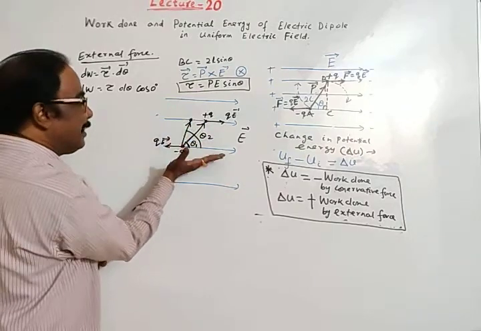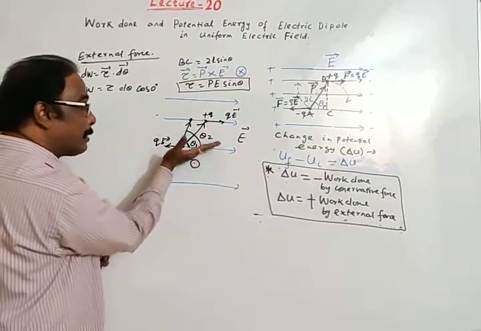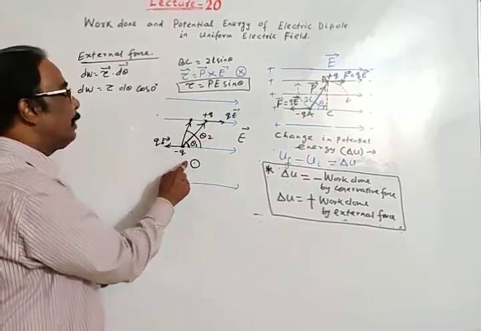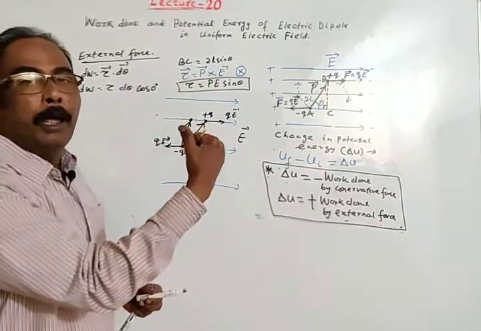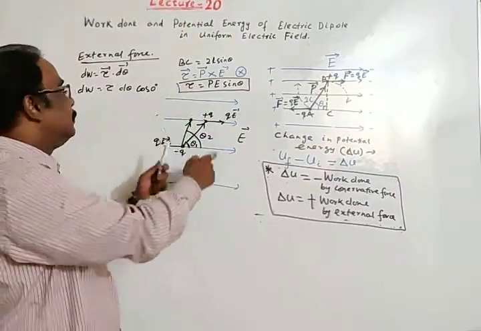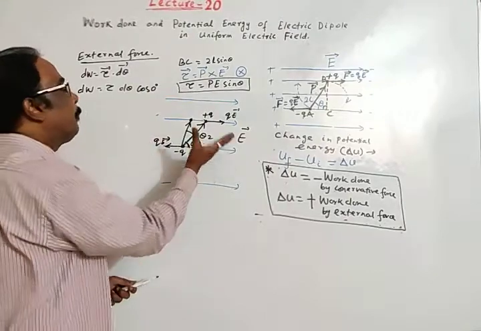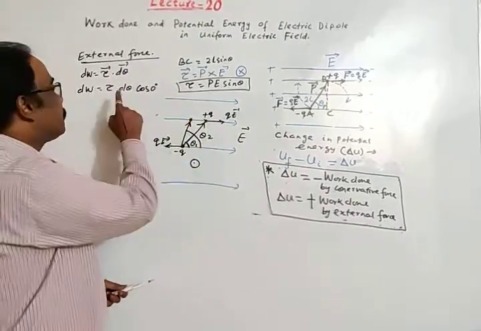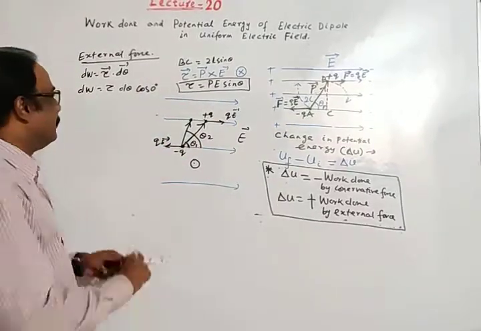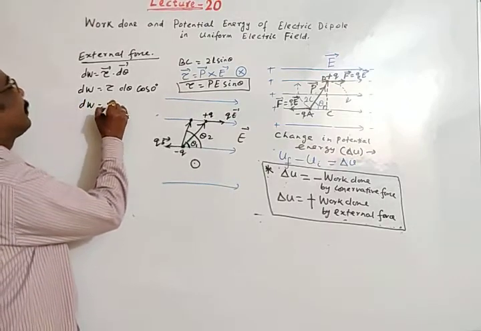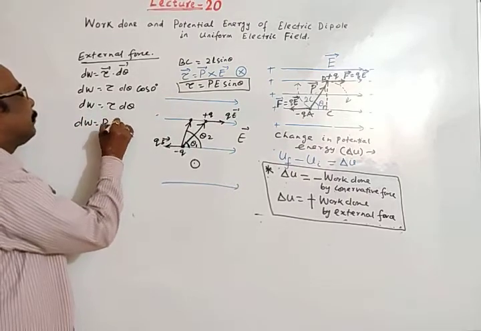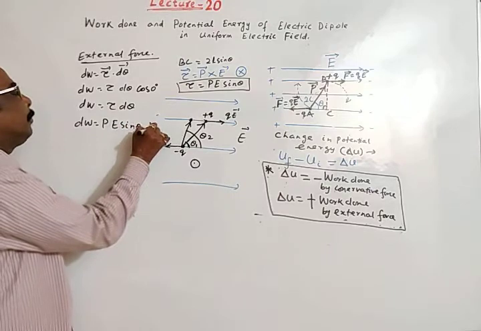If I curl the fingers of my right hand in anti-clockwise order, then the direction of angular displacement is also outward, meaning a dot. So the direction of applied torque due to external forces is equal to the direction of angular displacement. Both are in the same direction, so I take theta equal to 0 degrees. So dW is equal to torque times d theta. As we have got, torque is equal to p E sin theta, so dW is p E sin theta d theta.